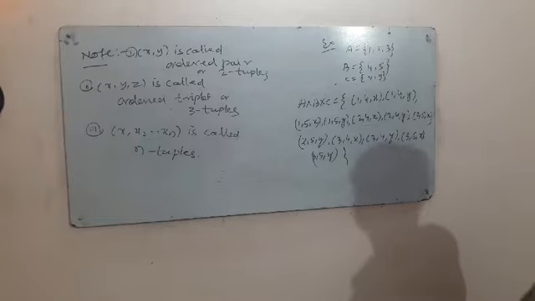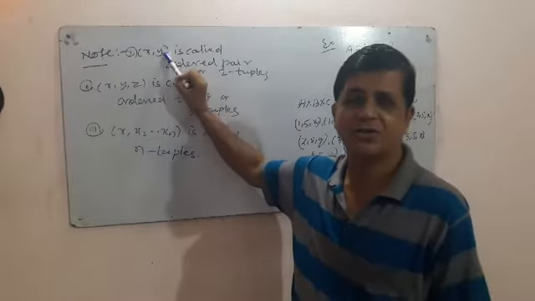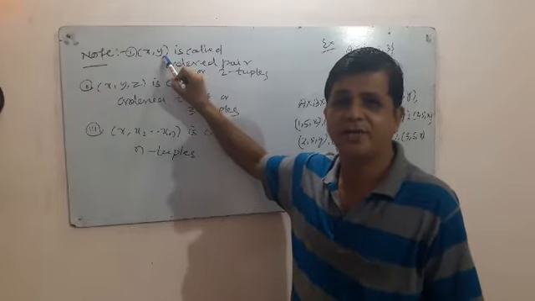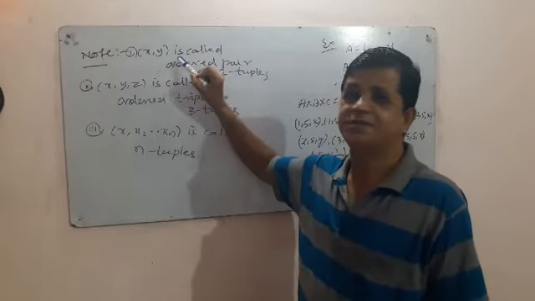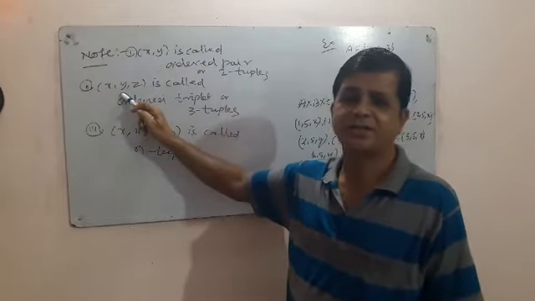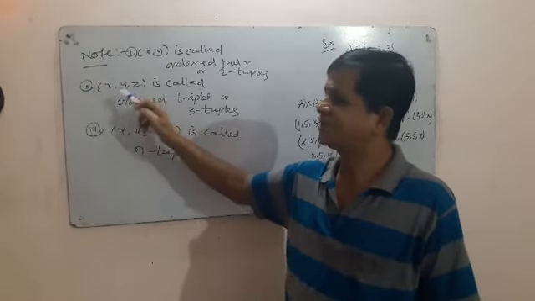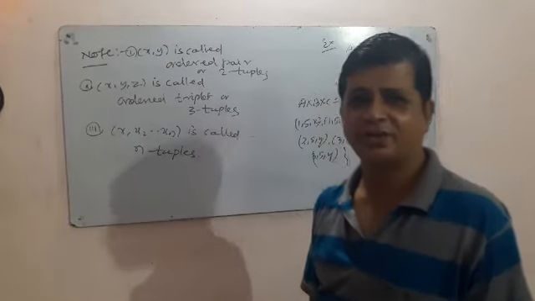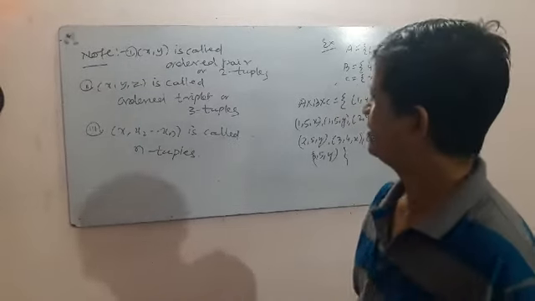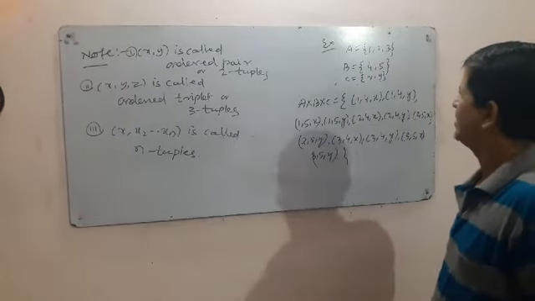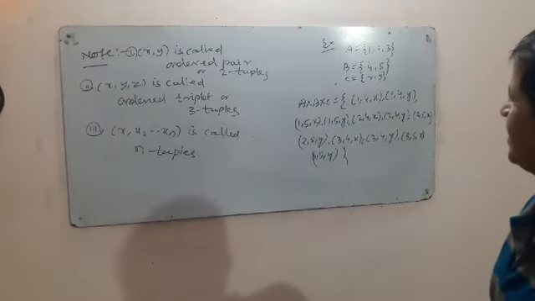Now question, what do we say to (x, y)? This is called the ordered pair. x is called the first component and y is called the second component. Similarly, in case of (x, y, z), x is the first component, y is the second component and z is the third component.